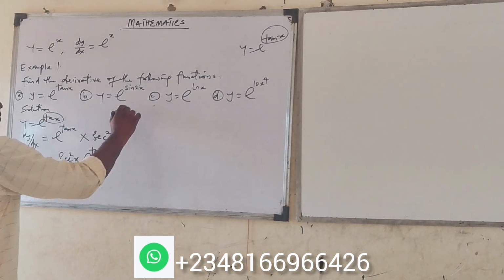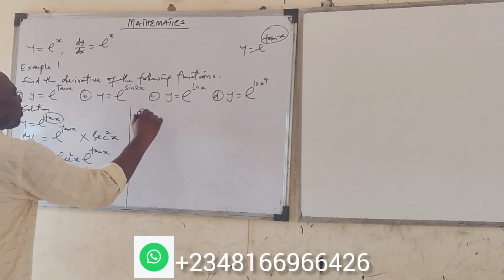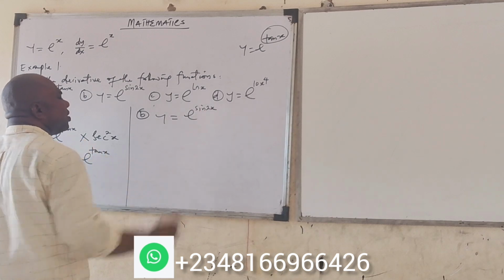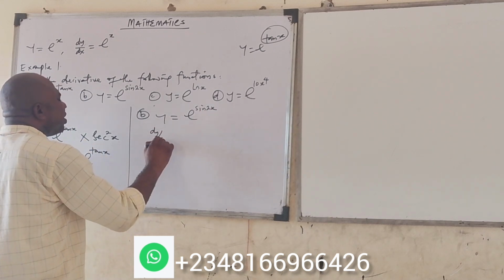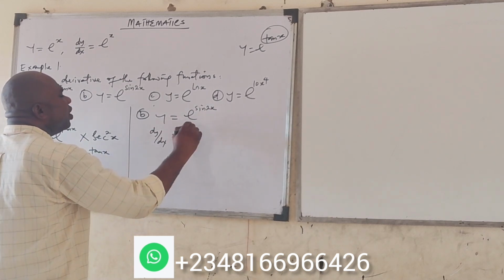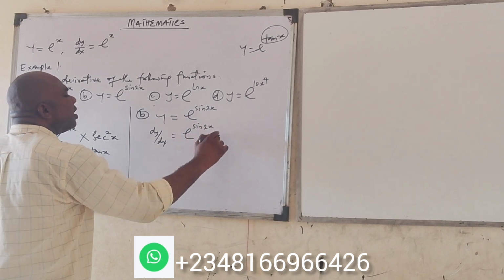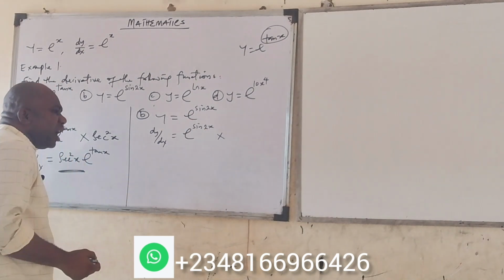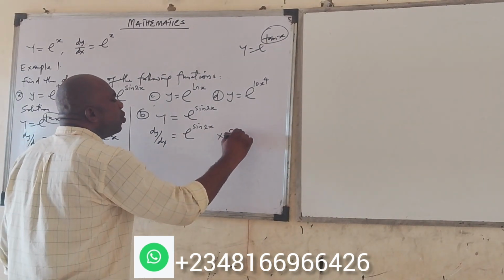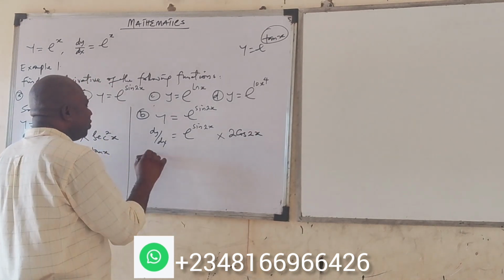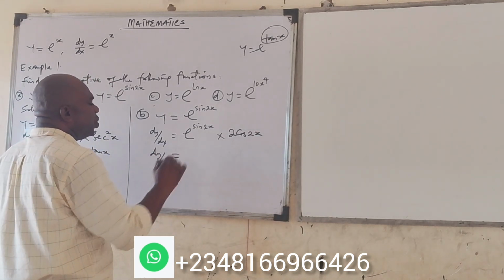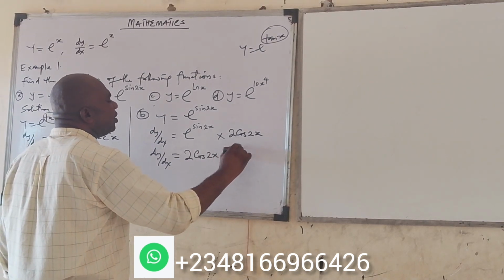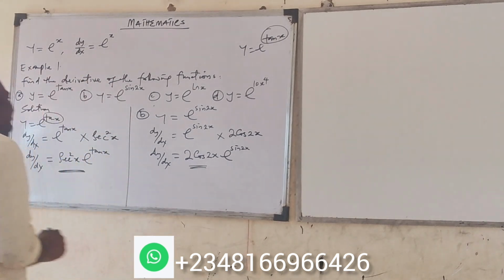Yes. Now let's look at question B. We have y is equal to e raised to the power of sine 2x. Now dy/dx, when you differentiate e power sine 2x, it gives e raised to the power of sine 2x. Then you multiply it by the derivative of this function, that is the derivative of sine 2x. And when you differentiate sine 2x, it gives 2 cos 2x. It means dy/dx will be equal to 2 cos 2x, then e raised to the power of sine 2x. That's dy/dx.